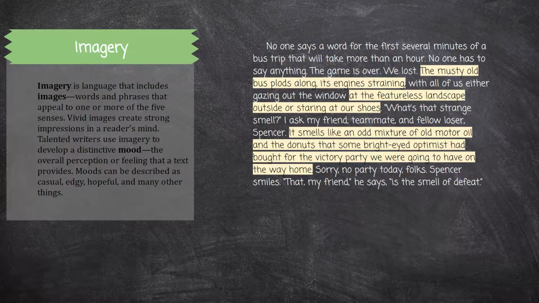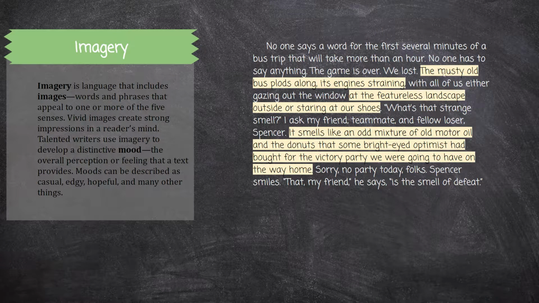They also develop a sort of mood. Okay, it could be happy, sad, hopeful. All right, so here's a little passage as an example that creates imagery. No one says a word for the first several minutes of a bus trip that will take more than an hour. No one has to say anything. The game is over. We lost. The musty old bus plods along, its engines straining.